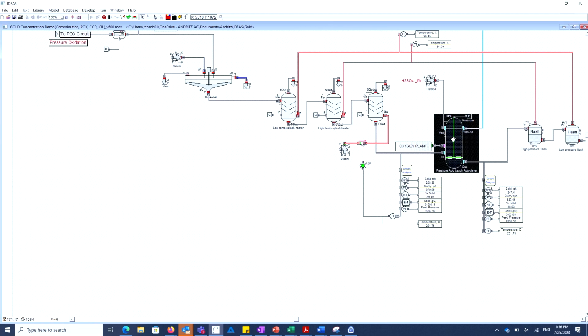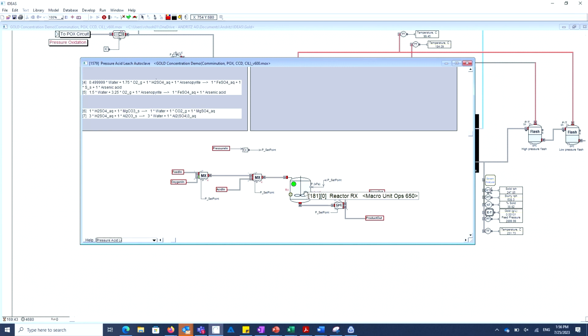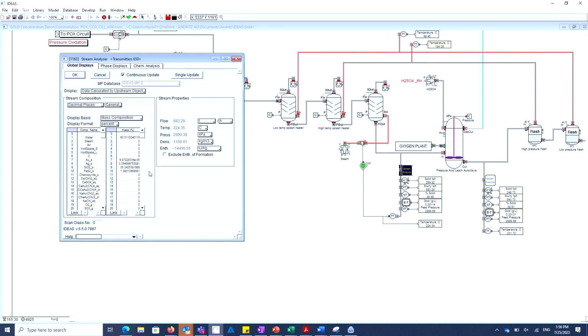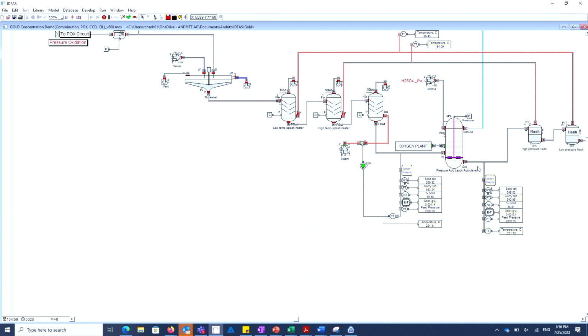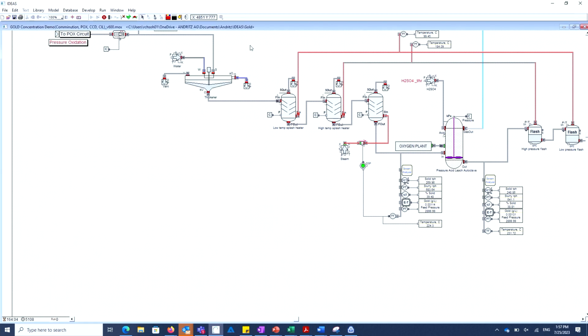Same scenario inside our recovery part and the autoclave. We have all the stoichiometry of the processes, the chemical reactions happening inside the autoclave, and with this stream analyzer we are able to look at all the components coming into this autoclave, and then in real time see what components are going out. So you can see that it is fully dynamic modeling, and based on the changes we have in the process, all these are going to have an effect.